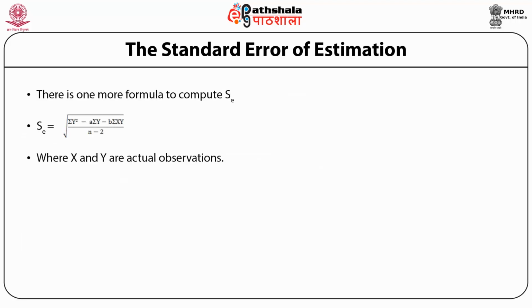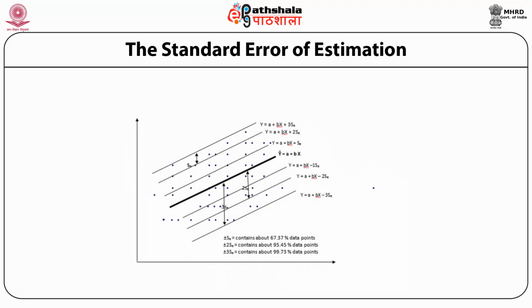We can also calculate the standard error using a different formula: the square root of sigma y square minus a sigma y minus b sigma x into y, divided by n minus 2. This formula can also be used for finding out the approximate interval if we assume that all errors of prediction are normally distributed around the estimation line. In that case, we can also find out their intervals as shown in this slide.